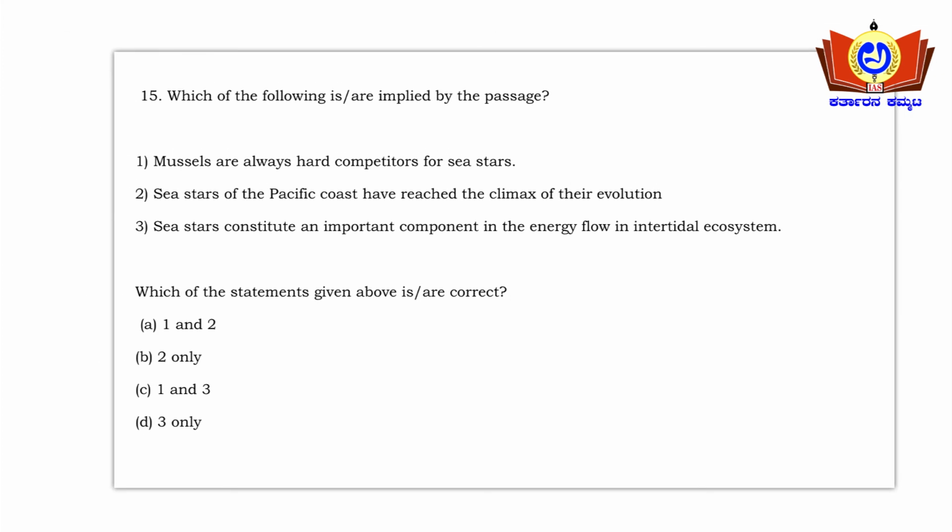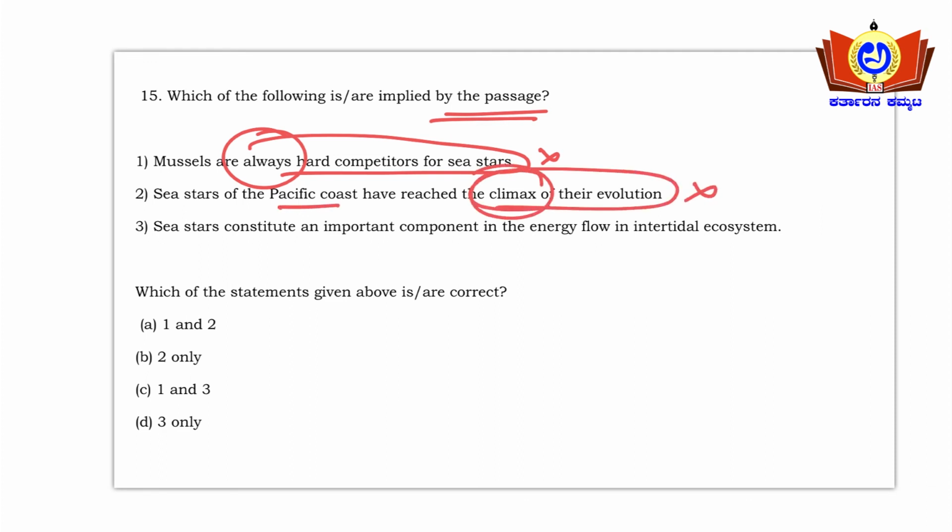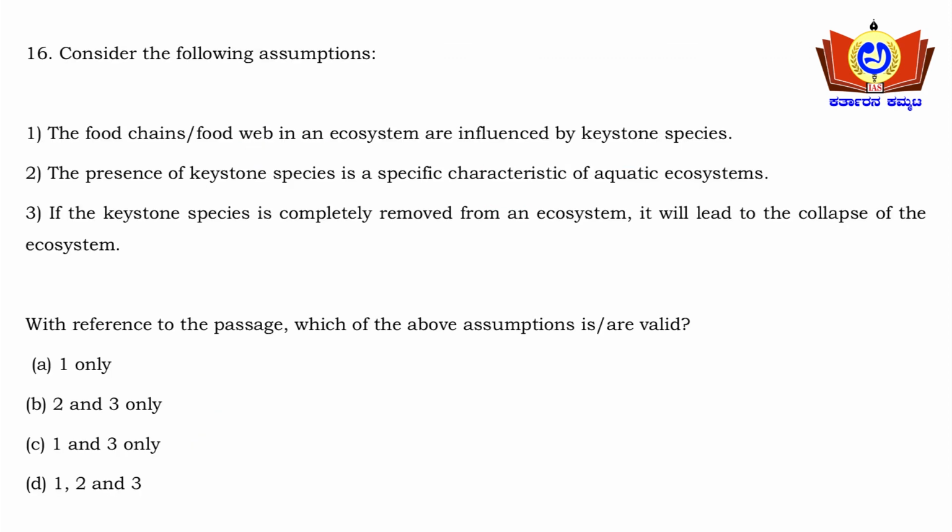Which of the following is/are implied by the passage here? Mussels are always hard competitors? No, 'always' here, so wrong here. Sea stars of the Pacific coast have reached the climax? No, climax, no, this is also wrong here. Sea stars constitute an important component of the energy flow in the intertidal ecosystem. So this is correct here. So option D, 3 only, is the right answer here. Okay, so moving on to the next question.